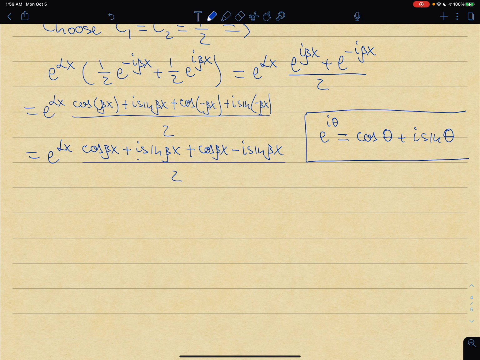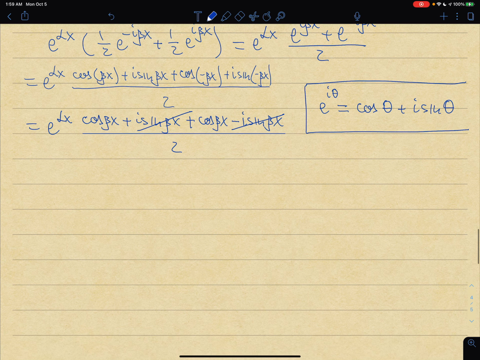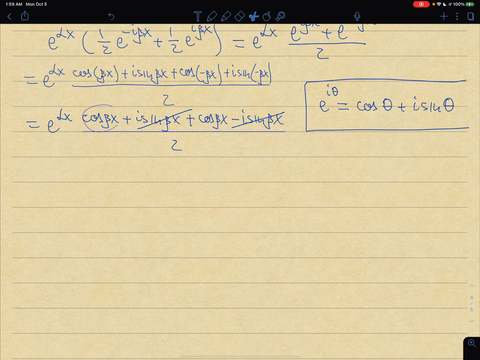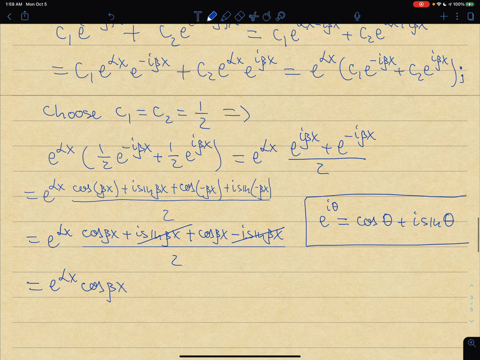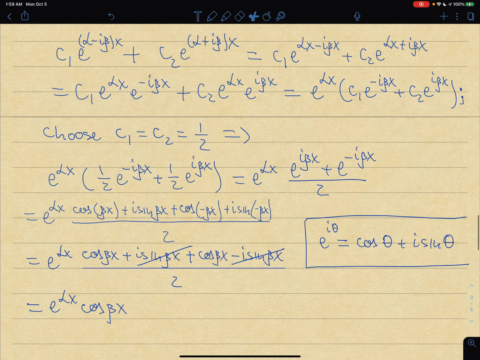And now what do I see? I see i sine beta x and minus i sine beta x go away. And what is left is cosine beta x plus cosine beta x, that's twice cosine beta x divided by 2. Only one cosine beta x remains, and so e to the alpha x cosine beta x is a solution of my original ODE, because the original ODE is solved by this complex function no matter what C1 and C2 are.